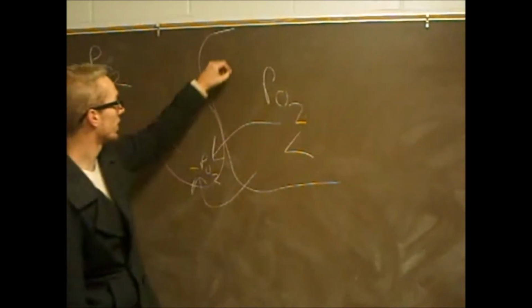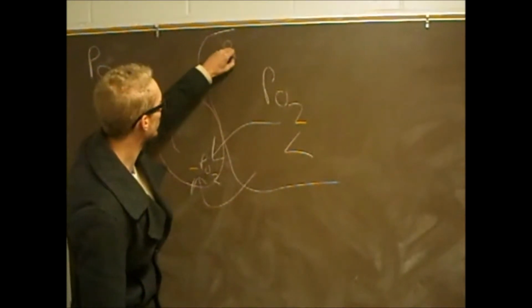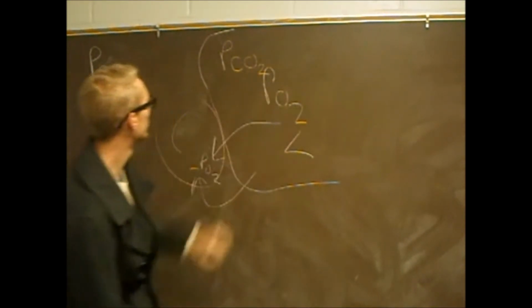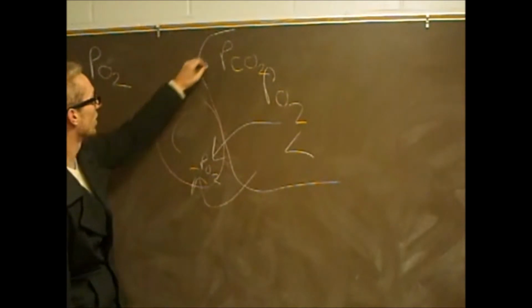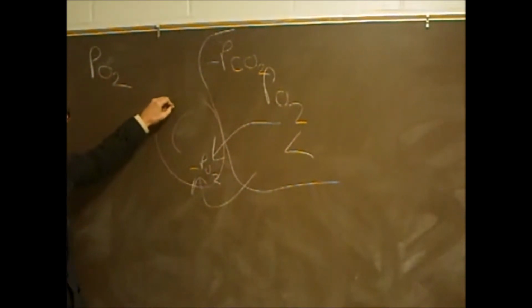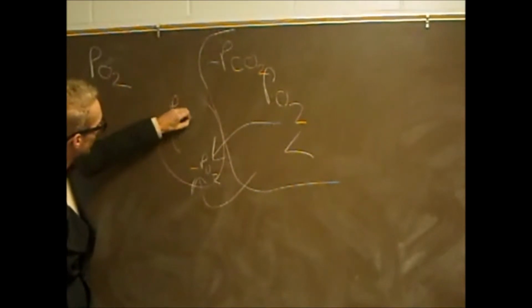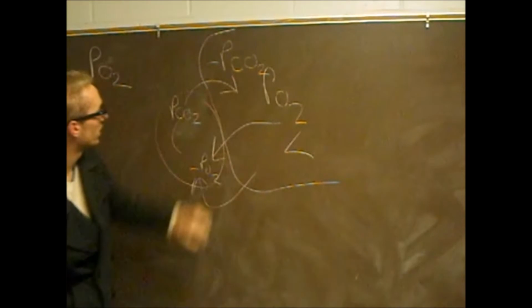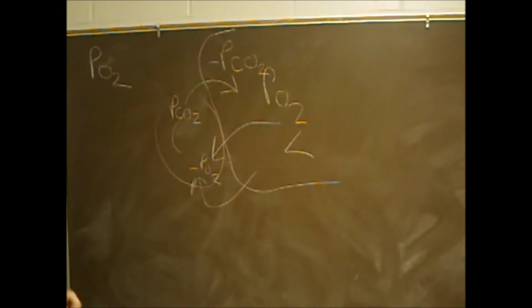And then with carbon dioxide, it's the same thing. There's less carbon dioxide over here, so the partial pressure of carbon dioxide will be PCO2. And there's less in the alveoli. So there's more partial pressure of CO2 in the red blood cells, so this will go right over here into the alveoli. We'll just switch each way.